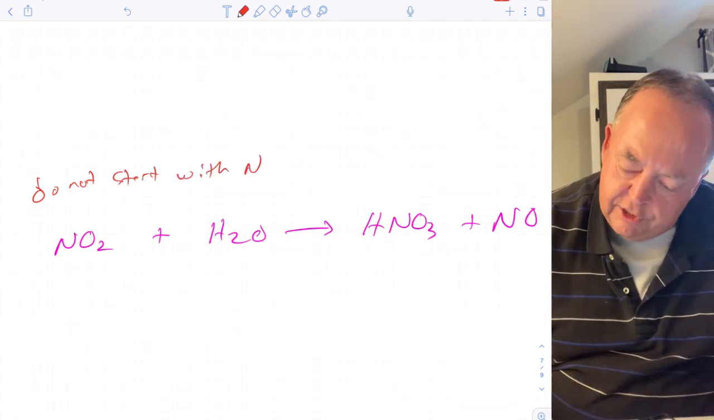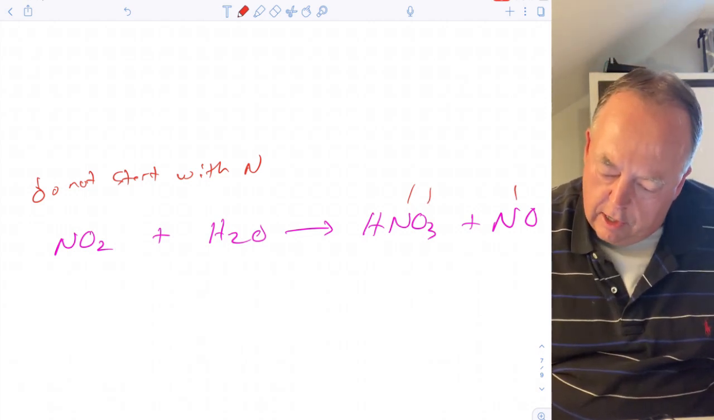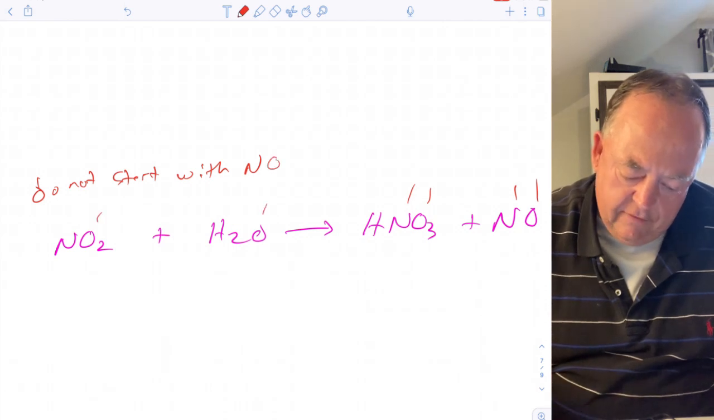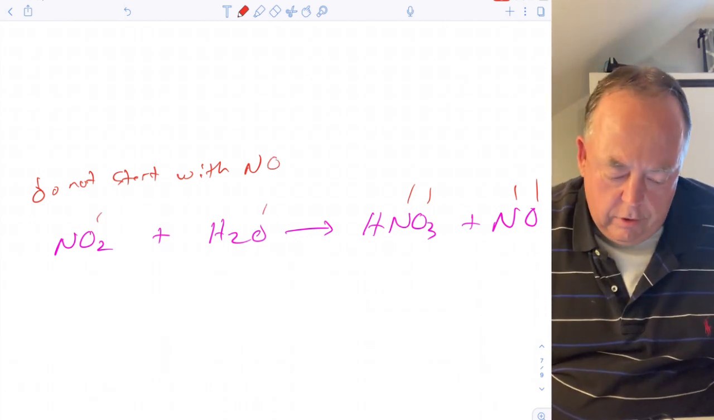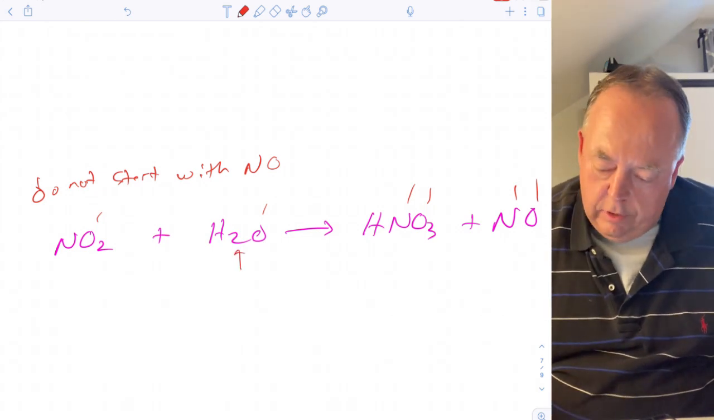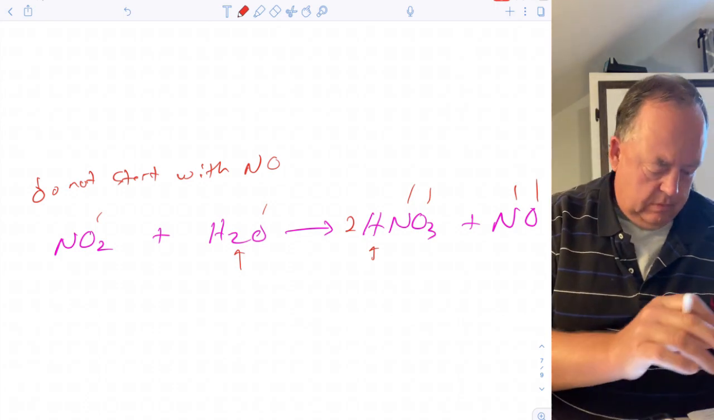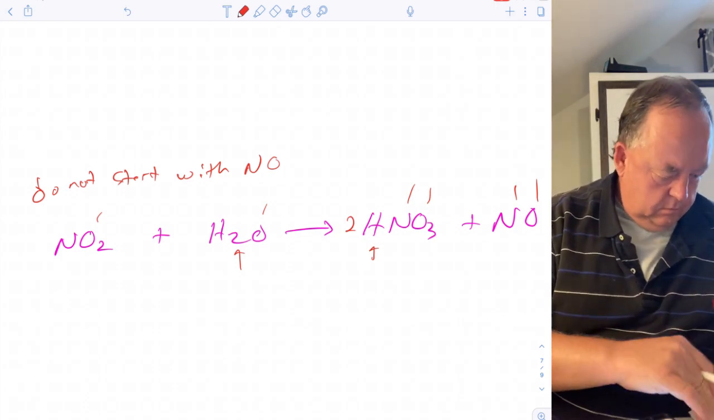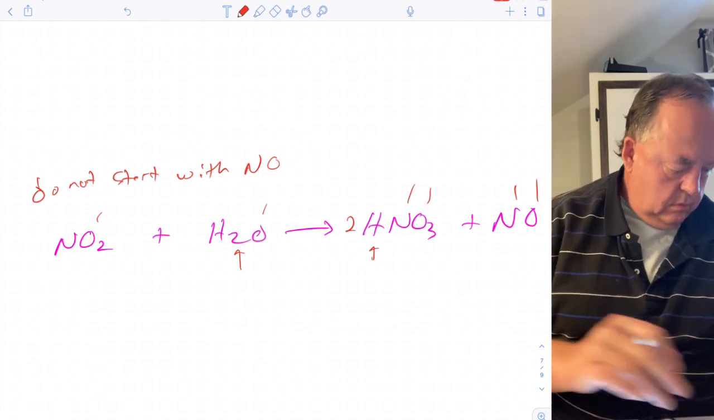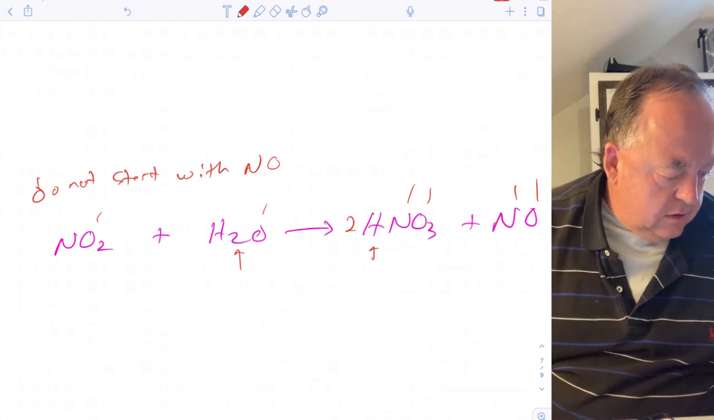So don't start with the nitrogen because it's in 2 places on the right. Don't start with the oxygen because it's in 2 places on the right and it's in 2 places on the left. So that leaves you starting with the hydrogen. We have 2 hydrogens here and we only have 1 here, so we would need a 2 here, right? Okay, and so what's next?